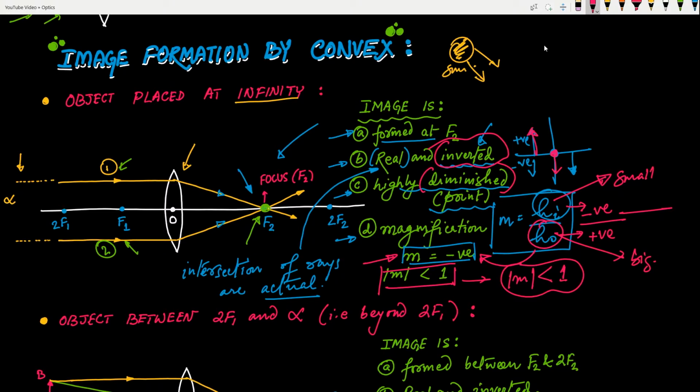Simple as that. So two things you need to remember. Whenever the image produced is inverted, m will be negative, and whenever the image produced is diminished, the modulus of m will be less than 1. Simple as that. I hope the concept is clear. Now let's move on to our next ray diagram.